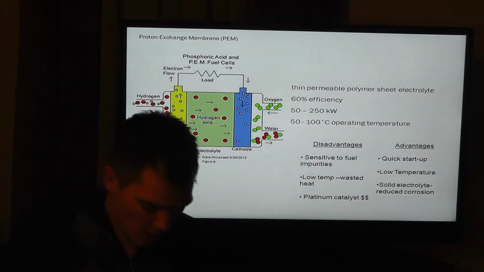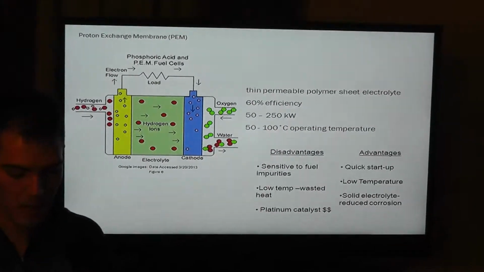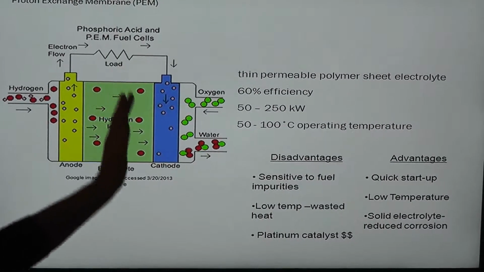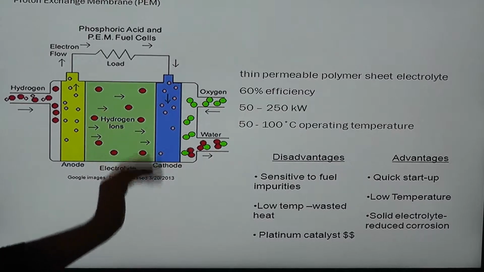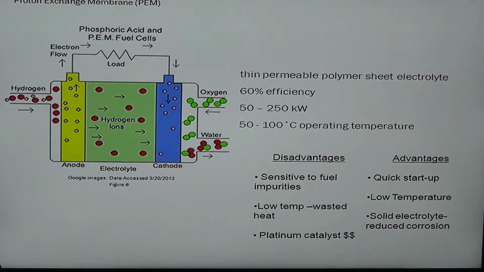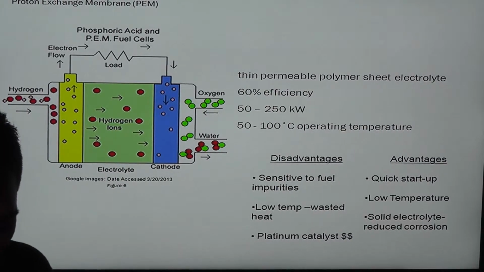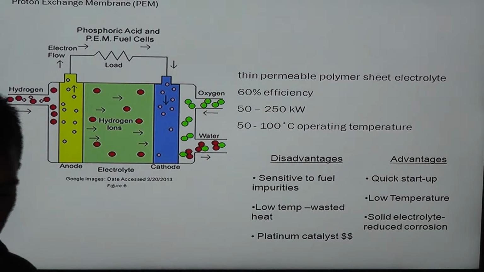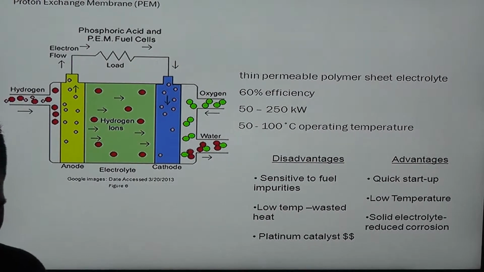The proton exchange membrane is another type of fuel cell. The same concept: it has its electrolyte, and its catalyst is actually a thin permeable polymer sheet electrolyte. It's very efficient also. As you can see, it produces between 50 and 250 kilowatts of electricity. That's pretty good. Its operating temperatures are between 50 and 100 degrees Celsius.